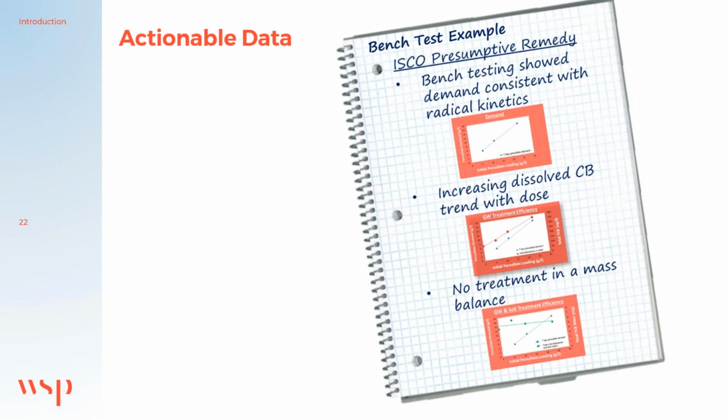The top plot shows demand, persulfate consumed, plotted on the y-axis, and persulfate dose plotted on the x-axis. The results are consistent with reaction kinetics over a fixed period of time. Higher concentrations of reactants means more reactions. In the middle plot, the dissolved concentration of total chlorobenzene is added.